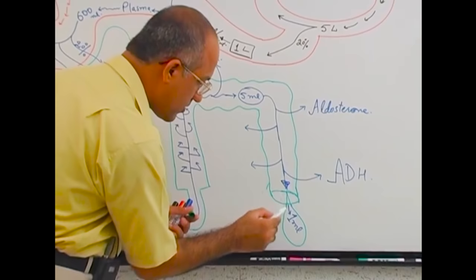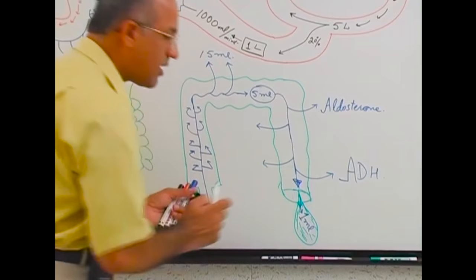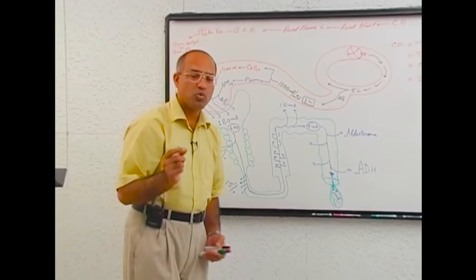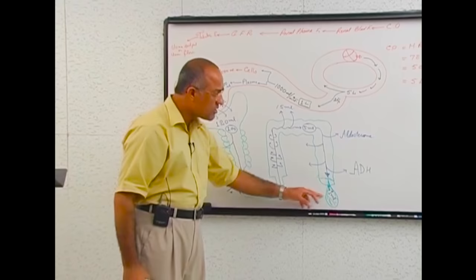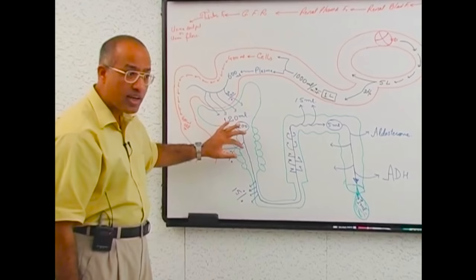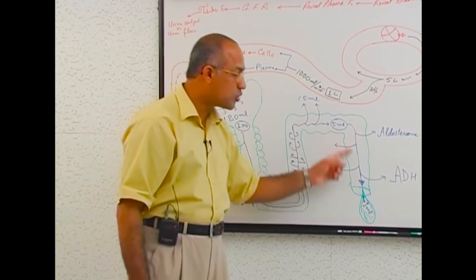This is 1 ml per minute. So normally 1 cc or 1 ml of urine is produced by both kidneys together about every minute. Is that right? Now, it means out of 100 ml which was filtered, about 99% of the fluid is reabsorbed and only 1 ml is usually going out as urine.